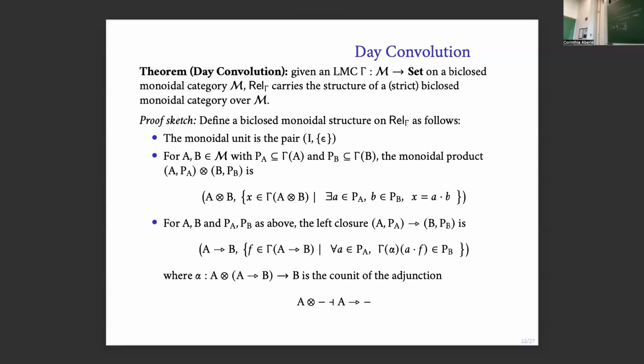Then for the left closure of A, P of A and B, P of B, that's again a pair consisting of the left closure of A and B, and the subset consisting of f in the set gamma of A to B, such that for all a in P of A, applying gamma alpha, where alpha is the counit of the adjunction between tensoring on the left and this A arrow functor, to the multiplication of a and f, has to be in P of B. If you think about that, what we're doing here is we have a, which is in P of A, so in particular it's an element of gamma of A.